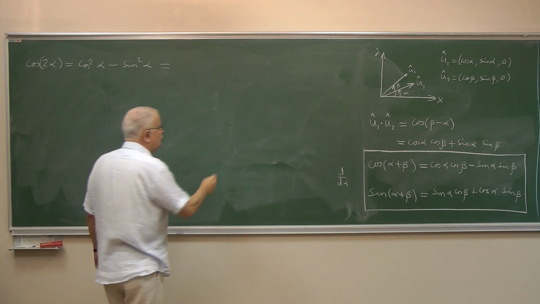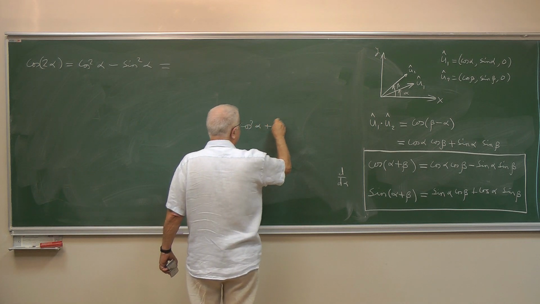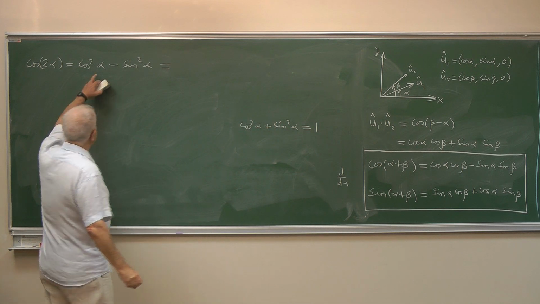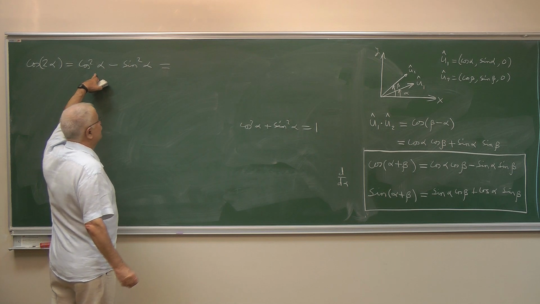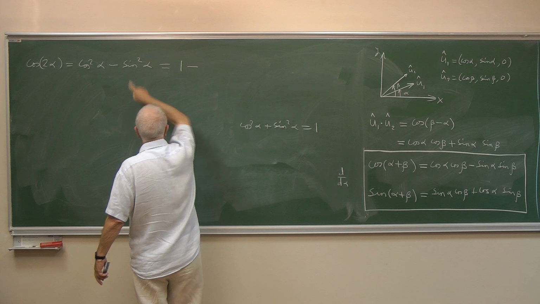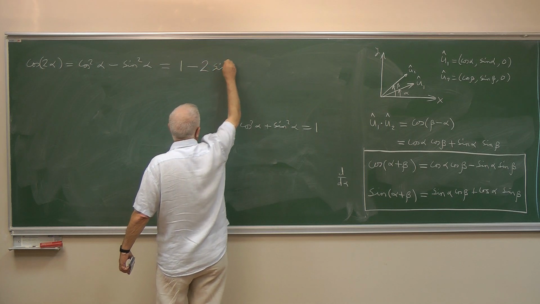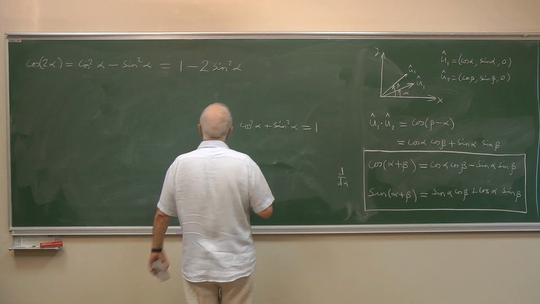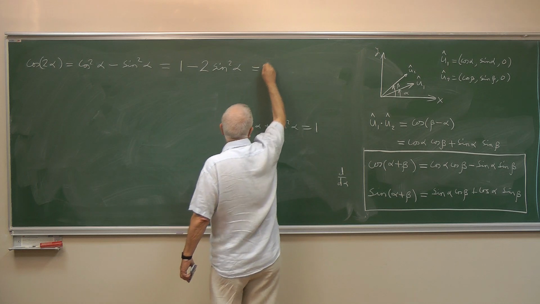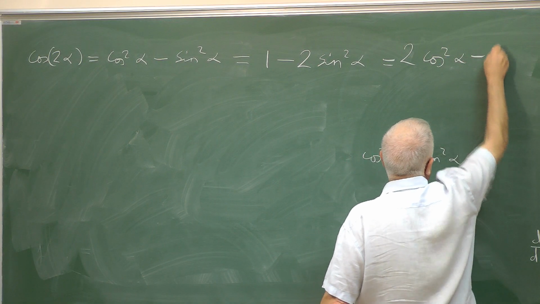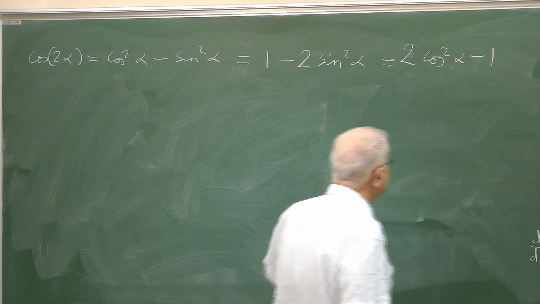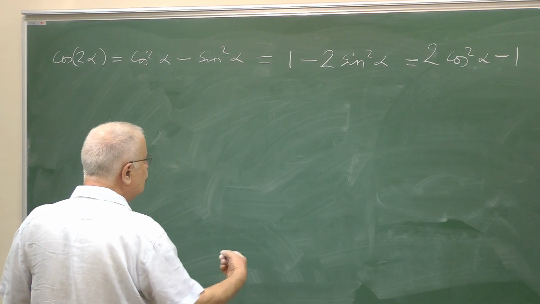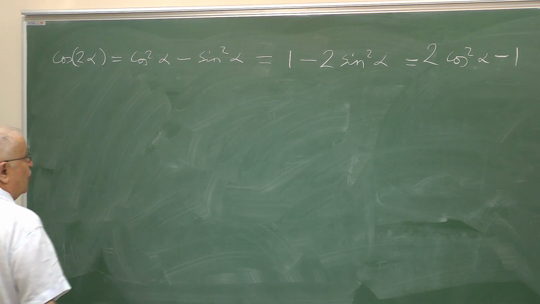But remember, cosine square plus sine square equals 1. So I can eliminate this cosine square as 1 minus sine square. So 1 minus sine square and another here, 1 minus 2 sine square alpha. Similarly, I can eliminate the sine. So this will be 2 cosine square alpha minus 1. Those are the important things which will be useful to us when we study half-angle formulas.